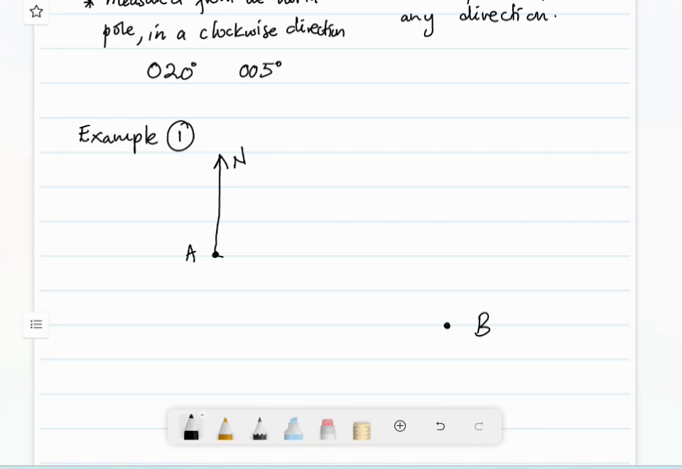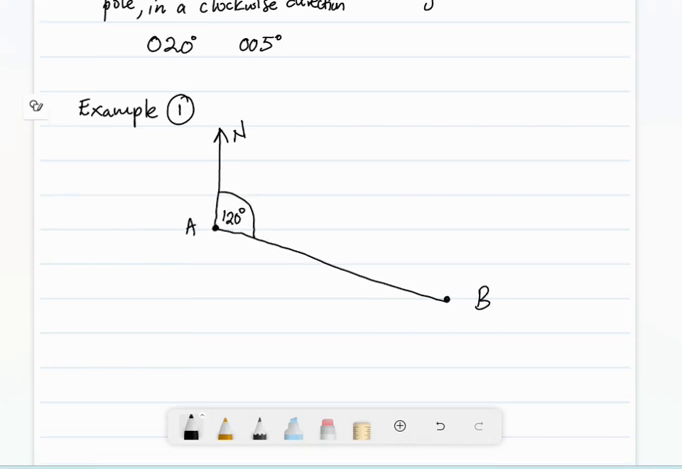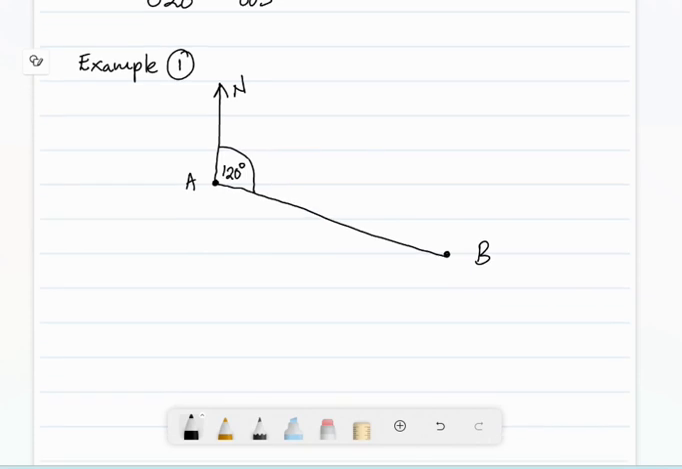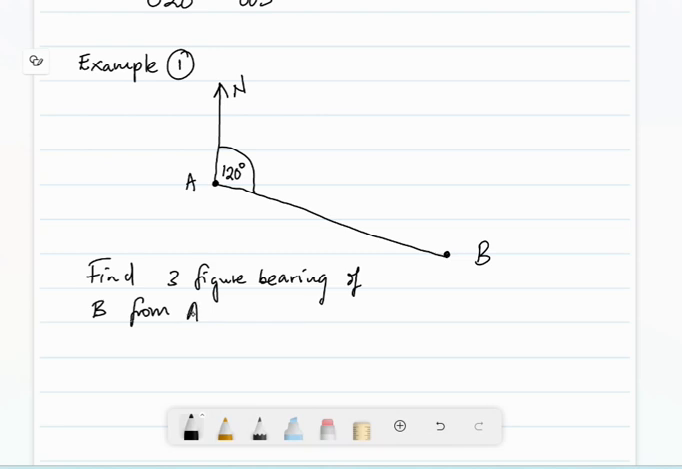That's point B. And then we're told, right, that maybe this angle is, let's say, 120 degrees. 120 degrees, right? The question wants you to find, right, first the three-figure bearing of B from A. Find three-figure bearing of B from A. So make sure that you always take note of this, right?